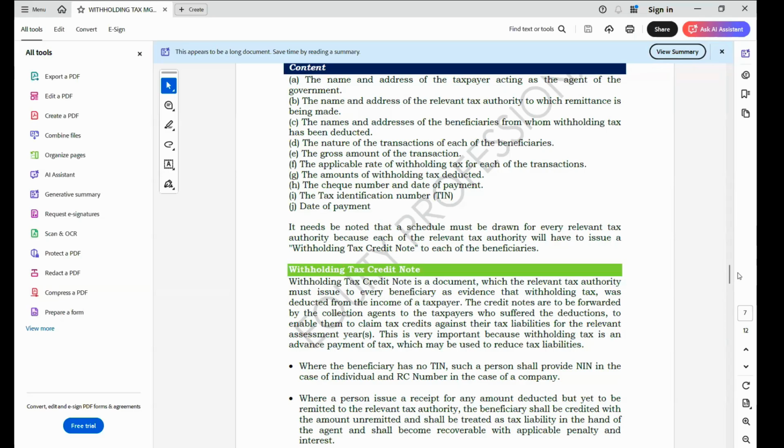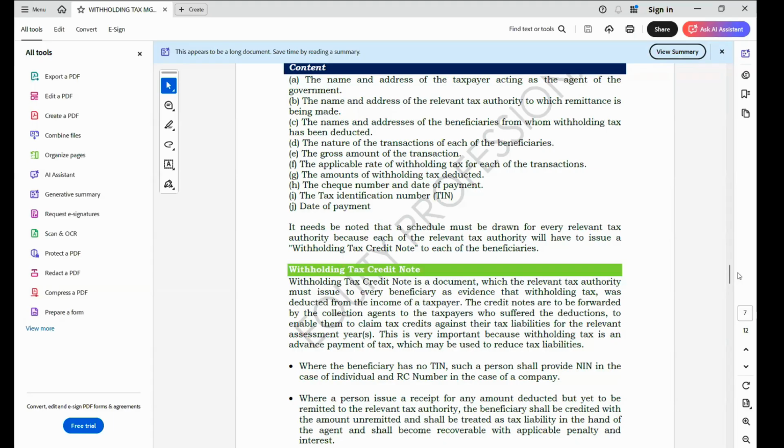Nowadays, it's not very simple because most of these tax authorities use technology. Whenever any agent has paid, especially for Federal Inland Revenue, whenever any agent has paid your withholding tax, that will automatically reflect on your own tax portal, where you are a registered company with the relevant tax authority, and you're also registered on the tax program. So the withholding tax credit note will automatically show that you have a credit note to claim from the tax authority.